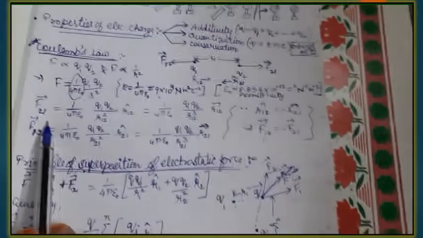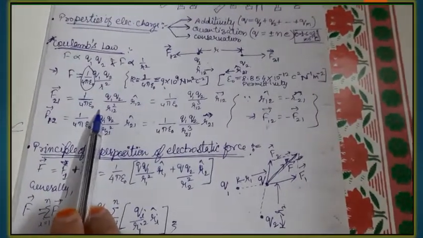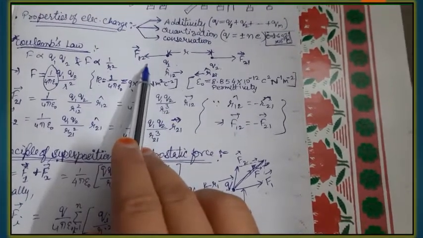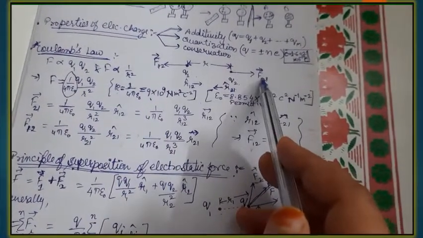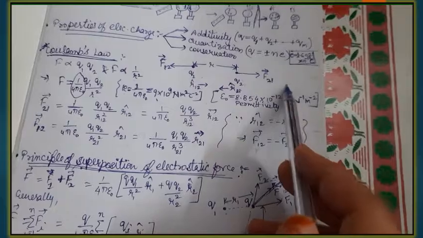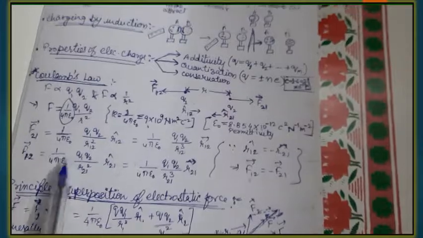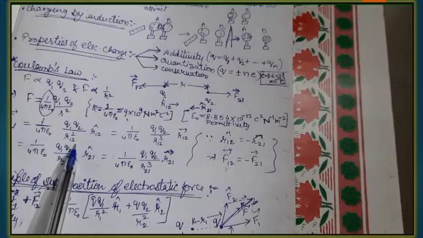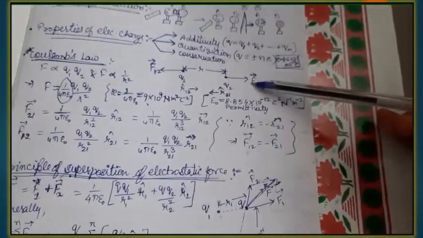Now if we want to write down the force in its vector form, like in this figure it has been shown, F12 is the force acting on charge 1 due to charge 2. Similarly, F21 is the force acting on charge 2 due to charge 1, or force acting on q2 due to q1. Any of the two forces will be equal in magnitude, because magnitude is simply given by 1 upon 4 pi epsilon naught q1 q2 upon r square. So it will always have the same value, be it for F12 or F21.